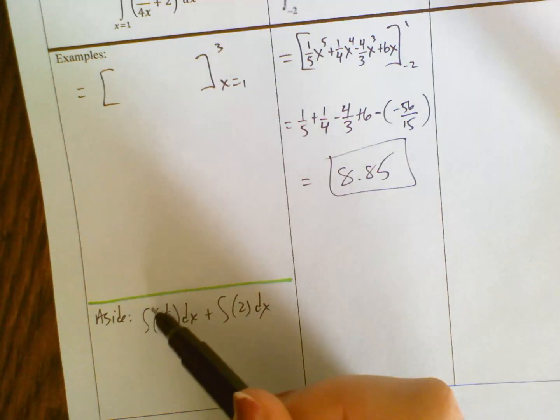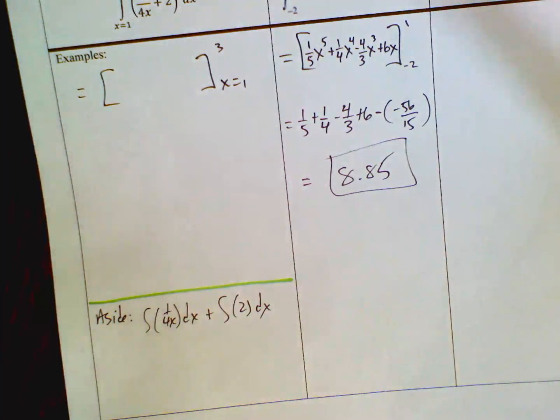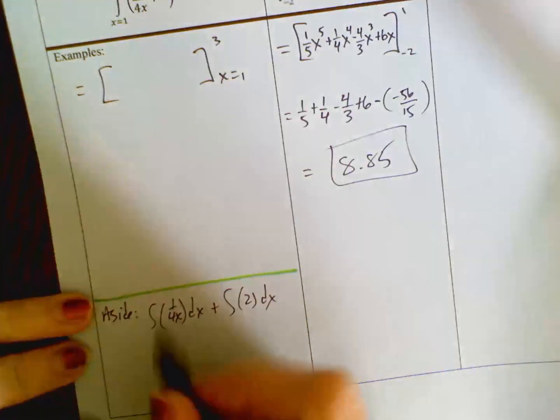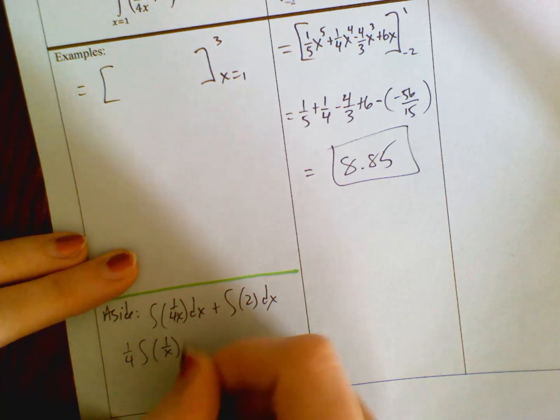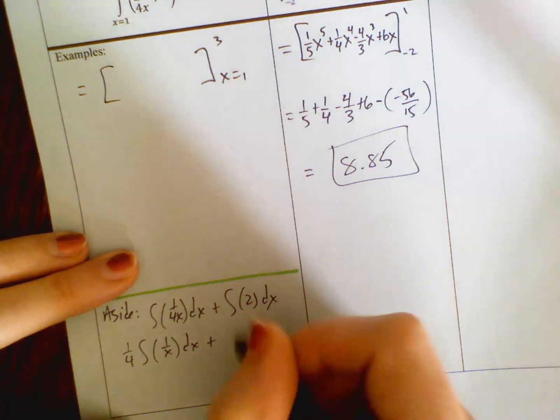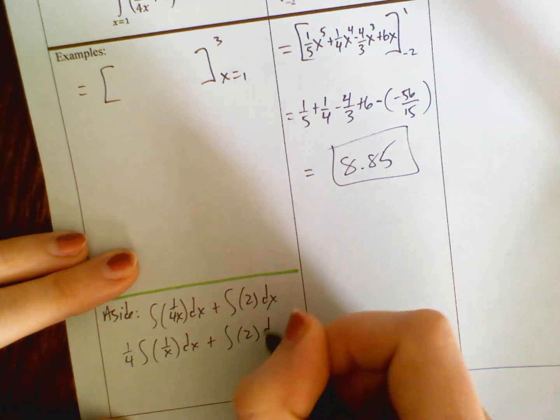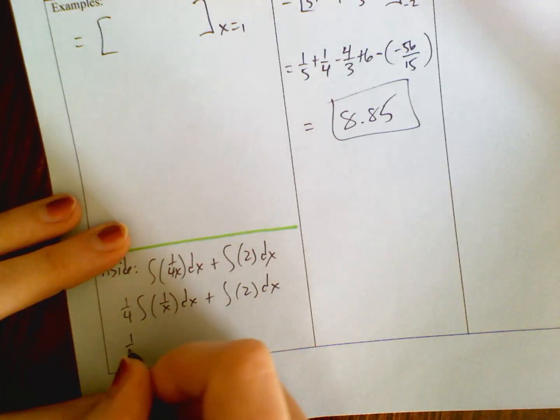Now, without the numbers on the ends, it just means antiderivative. It doesn't mean area under the curve, it just means antiderivative. So I could take this 1/4 out, 1/x dx plus 2 dx. So this is a 4th.